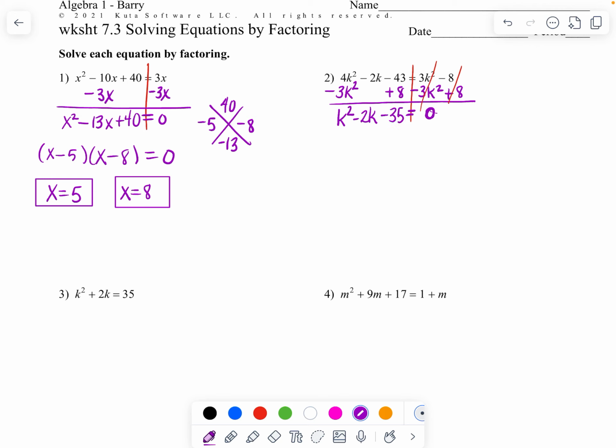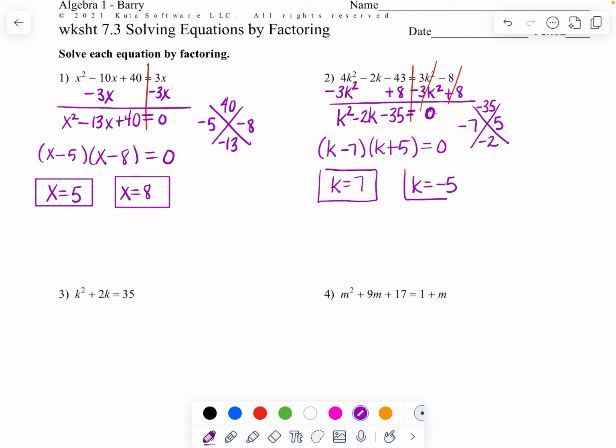I now have an equation that I can factor, so I make my x at this point. Negative 35 goes at the top, negative 2 goes at the bottom. My numbers that multiply to negative 35 and add to negative 2 are negative 7 and positive 5. I put those in parentheses with the k. K minus 7, k plus 5 equals 0. And now it's time to solve. For that first parenthesis, I'll get k equals 7 because 7 minus 7 is 0. In my second parenthesis, I will get negative 5 because negative 5 plus 5 is 0.